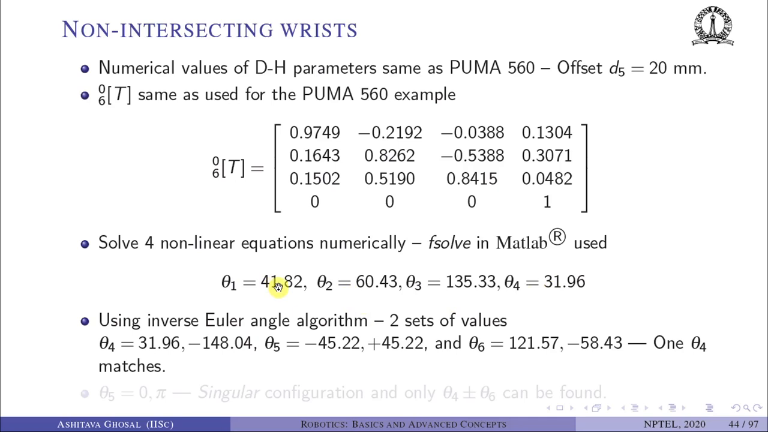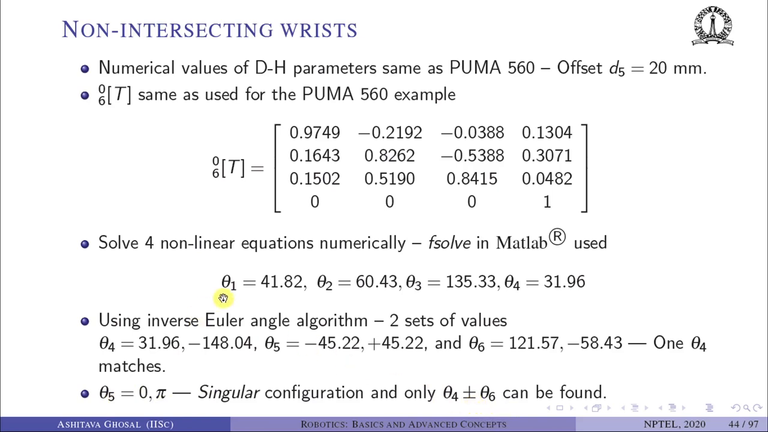So it's a numerical procedure, so we will have to have a certain guess, and then it will converge to the final solution, and it turns out we will get theta 1 as 41.82, theta 2 as 60.43, theta 3 as 135, theta 4 as 31.96. And using inverse Euler angle algorithm, we get two sets of values of theta 4, theta 5, and theta 6. And we can see one theta 4 matches, just to give you some confidence that our numerical solution is okay. So theta 4 is 31.96. Here also, one of the theta 4 is 31.96. If theta 5 were 0 or pi, this is a singular configuration, and we can only solve theta 4 plus minus theta 6.